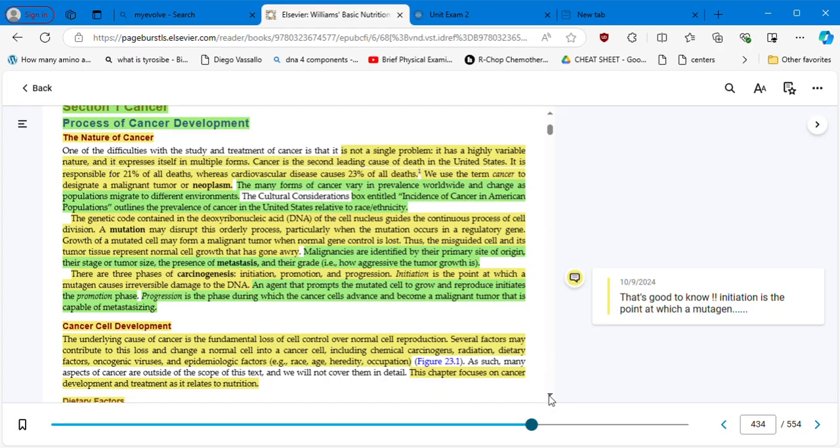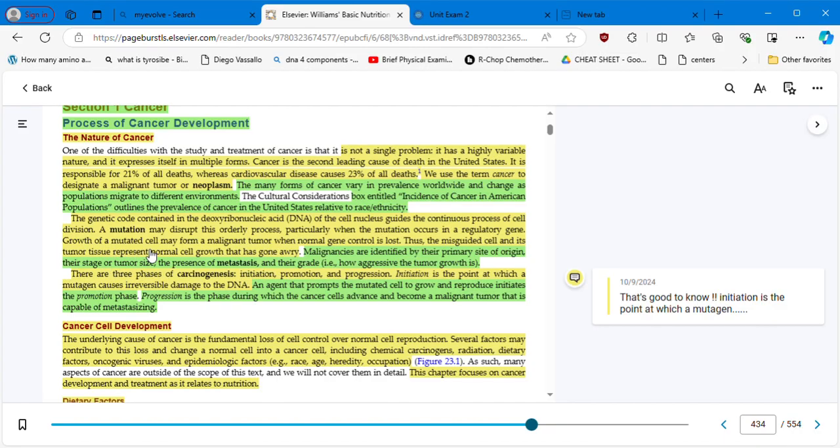Also, we have to consider cultural factors. The incidence of cancer in American populations outlines the prevalence of cancer in the U.S. relative to race and ethnicity. Okay, so the genetic code contained in the deoxyribonucleic acid, DNA, of the cell's nucleus guides the continuous process of cell division. A mutation may disrupt this orderly process, particularly when the mutation occurs in a regulatory gene, meaning one of the main genes, okay?